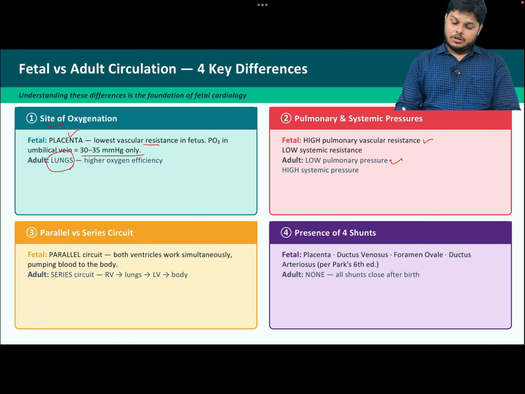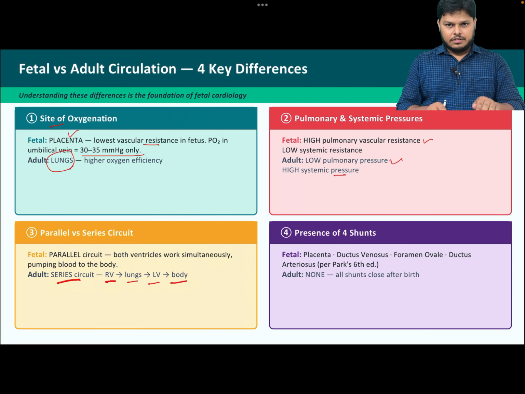So in adults, there is low pulmonary pressure because the lung is opened up, and high systemic pressure. Now, series versus parallel. In the adult circulation, it is a series circuit. The blood comes to the right ventricle, from the right ventricle to the lungs, from there to the left ventricle, and from there to the body. But in fetal circulation, it is a parallel circuit. Both ventricles work simultaneously. The right ventricle pumps whatever blood it receives, the left ventricle pumps whatever blood it receives. It is called a parallel circulation.